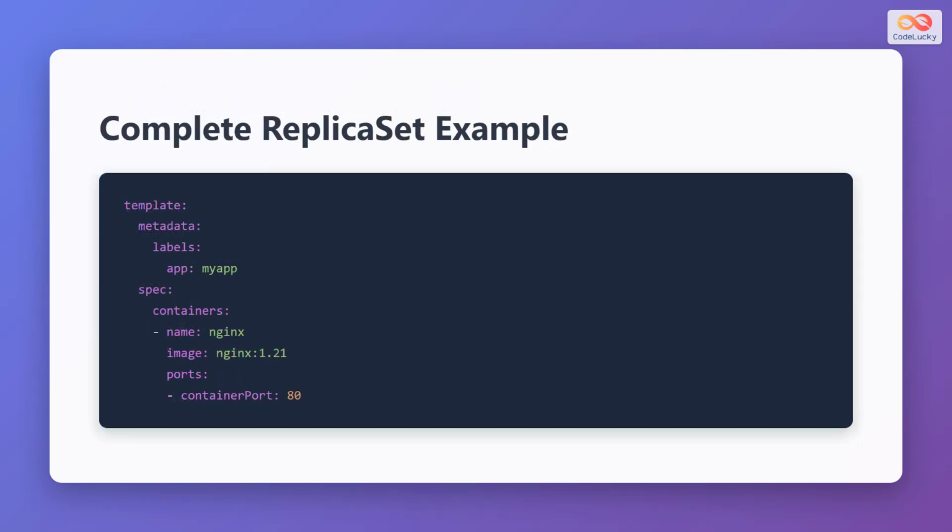Continuing with our example, the template section contains two main parts. The metadata includes labels that must match the selector we defined earlier. The spec section defines the containers that will run in each pod. In this example, we're using an Nginx container with version 1.21, exposing port 80. This template will be used every time the ReplicaSet needs to create a new pod to maintain the desired replica count.